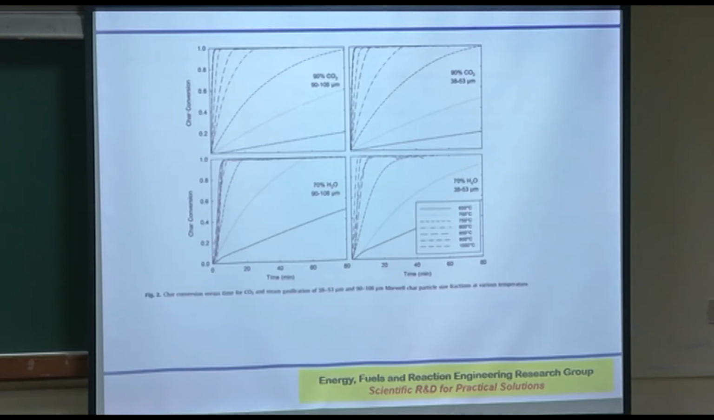So the time is at 10 degrees centigrade per minute heating. So 700 degrees takes 70 minutes, and then you keep it for any other time.